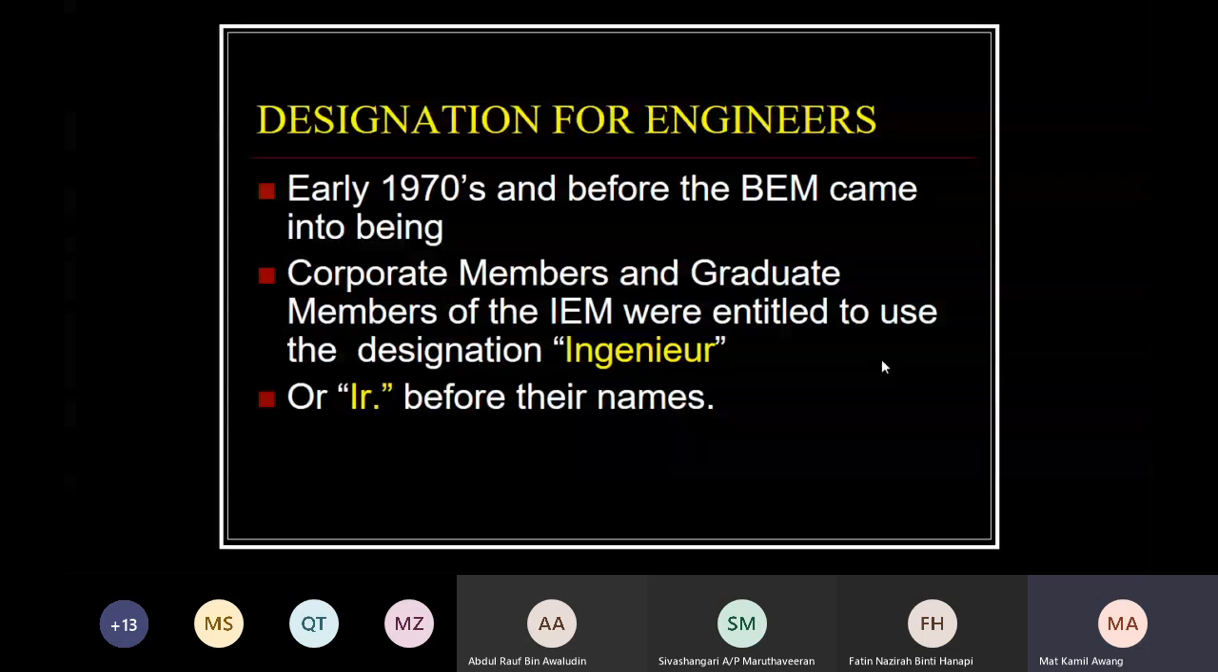This designation for engineers. In the early 1970s and before the BEM came into being, the corporate member and graduate member of IEM were entitled to use the designation engineer or IR before their names. This is in the early 1970s, before the law was drafted and passed in Parliament.